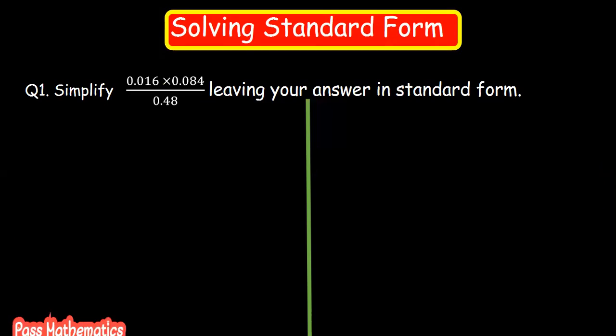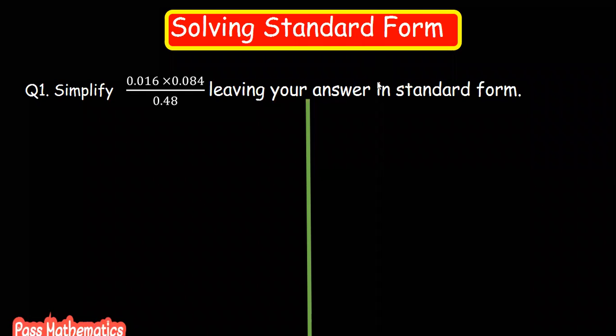Let's begin. We have question 1 which says simplify 0.016 times 0.084 divided by 0.48, leaving your answer in standard form. In this type of question, you are expected not to use calculator or mathematical table. You are just to simplify to get the answer. So we are going to start. So let me get my pen and we start.